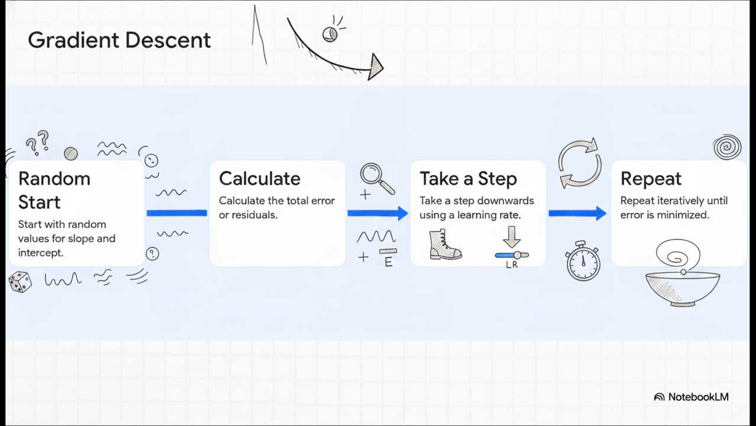First, the algorithm basically makes a random guess for the slope and intercept. Second, it calculates the total error, asking itself, okay, how far off are we? Third, it takes a step downward toward the bottom of that pit, guided by something called the learning rate, which controls just how big of a step it takes. Finally, it repeats this process iteratively until it reaches the absolute bottom, minimizing the error.